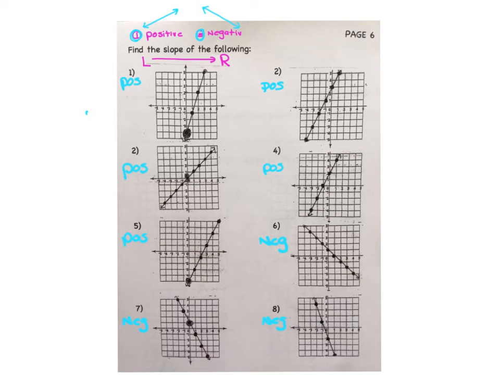Now we know slope, represented by the letter M, please jot this down in your notes, is a comparison of the rise, which is your vertical movement, to the run, which is your horizontal movement. We also refer to these as delta y over delta x. We're going to take and calculate the slope for each of these.